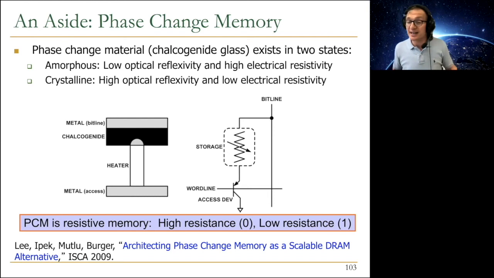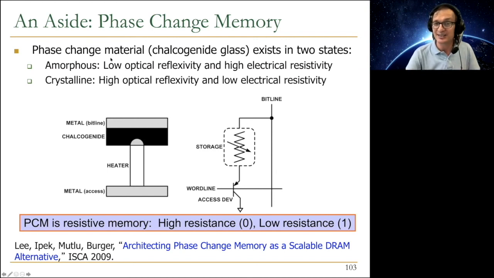And both ways of reading are used, except the optical reflexivity way of reading is used in rewritable CDs. Rewritable CDs actually use phase change material, but these are old. Maybe none of you actually use rewritable CDs, but that's a very slow reading process. Now, more recently, people, especially at IBM, Intel, and Micron, have invented ways of reading the cell by determining its resistance levels. And by determining the resistance levels, very quickly you can read the cell reliably. And that's why this became very, very interesting recently. And you can store data as high resistance and low resistance, as you can see over here.